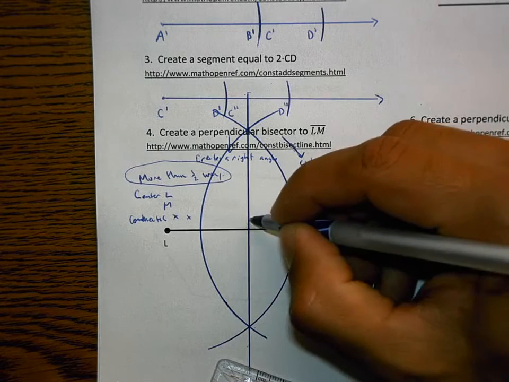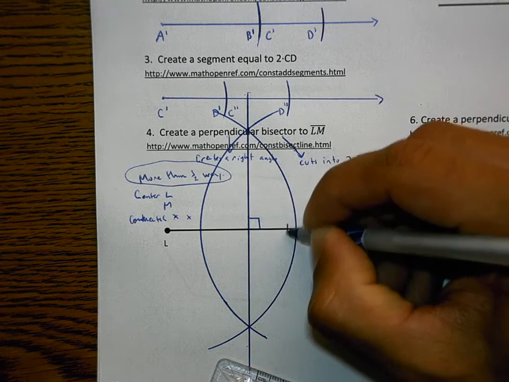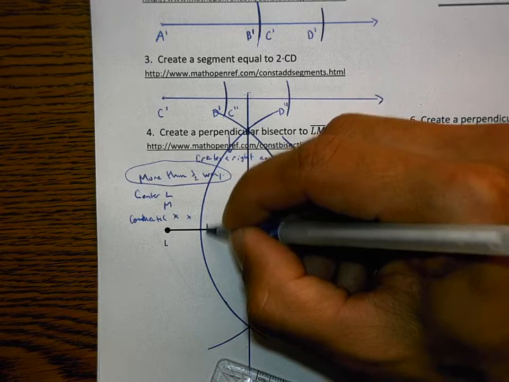So here's how we mark it. It's perpendicular, and this is congruent, and then to that.